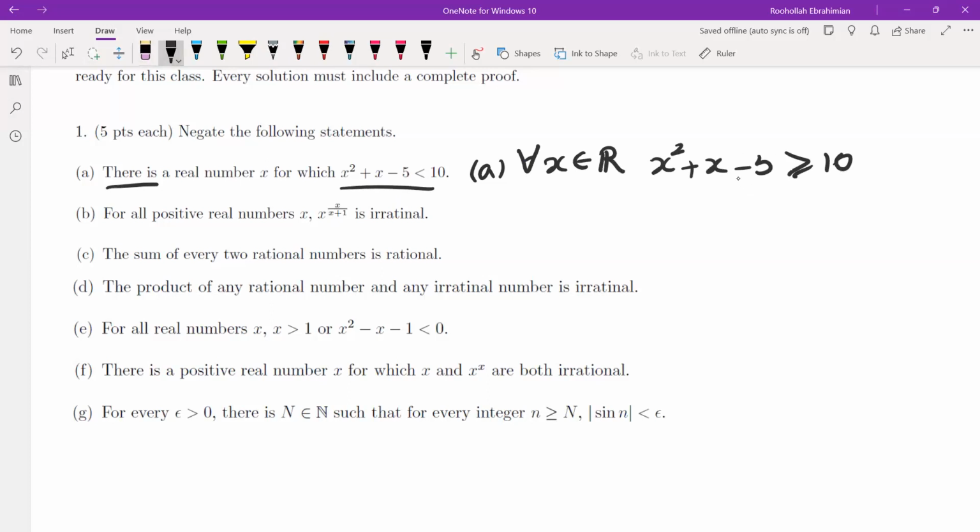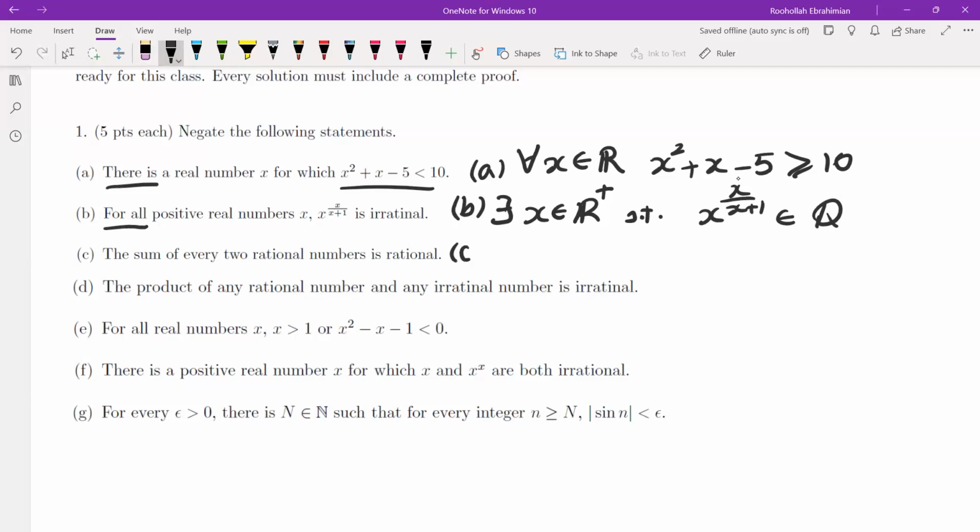So the negation of for every is there exists, and then you have to negate what follows. This one is a universal statement. In other words, it says for all positive real numbers x. So when we negate that, it becomes there exists a positive real x, and this is how I show positive reals, such that x to the power of x over x plus 1 is irrational. And we have to negate that, so we have to do not irrational, which means it is rational.